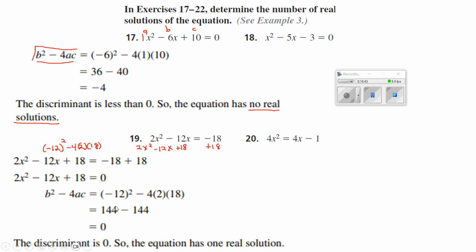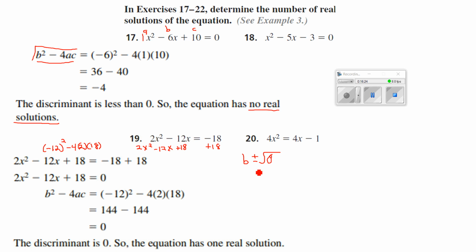Well, negative 12 squared is 144, because 12 times 12 is 144. And then negative 4 times 2 is negative 8, and negative 8 times 18 is negative 144. Well, we got 144 minus 144, that's 0. The discriminant is 0, so the equation has one real solution, just one. Remember, there will be no plus or minus, because when we get it back in our equation, we have b plus or minus the square root of 0, right?